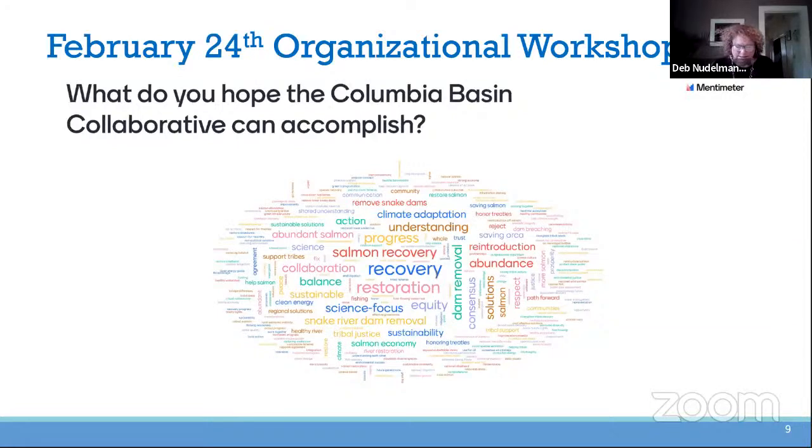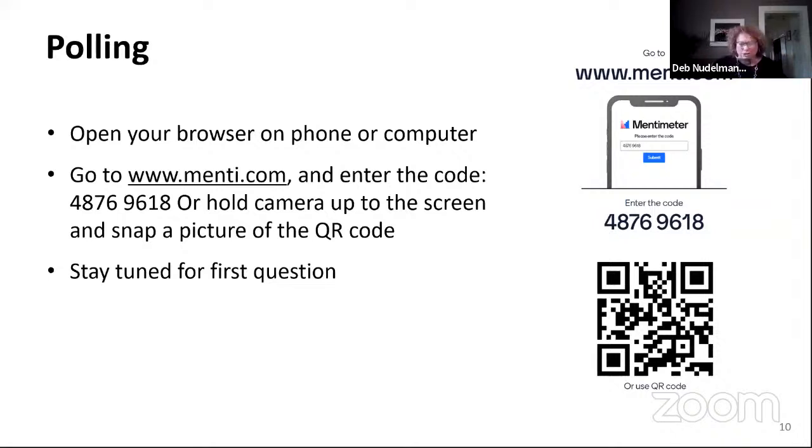And now we're just going to take a few minutes and do this with you again today. So if we go to the next slide, this is how it works. We're going to ask you to do this on your browser, on your phone, or your computer. There's two ways to do this. You could go to www.menti.com and enter the code 4876-9618. Again, the code is 4876-9618.